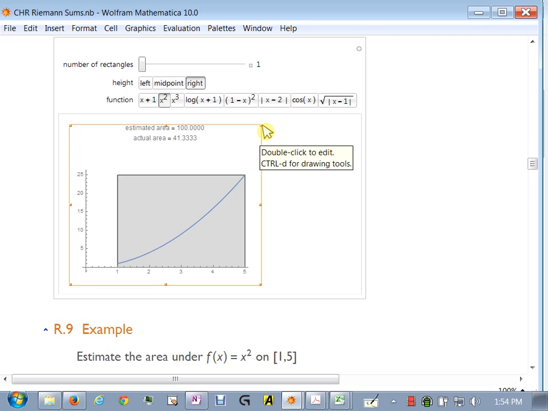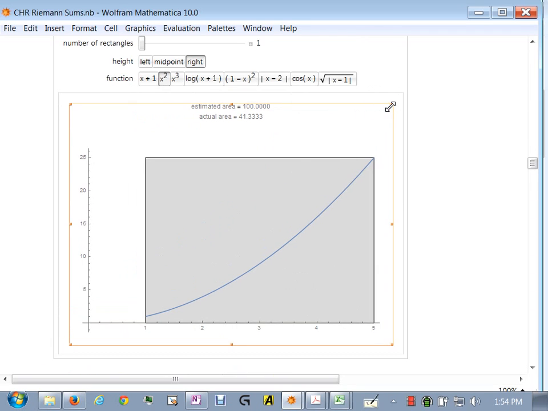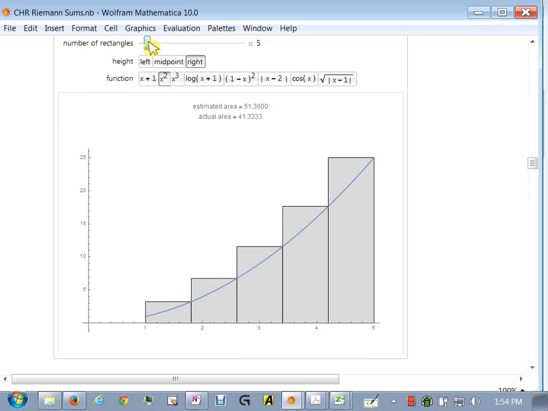Here's a function. I want to estimate the area underneath this function. So what I do is I start cutting it into rectangles, right? If I add up the area of these rectangles, is that more or less than the area underneath this blue curve? More. So you can see my estimated area is 51.36. The true area is 41.33. Don't ask me how I got that, but it is.